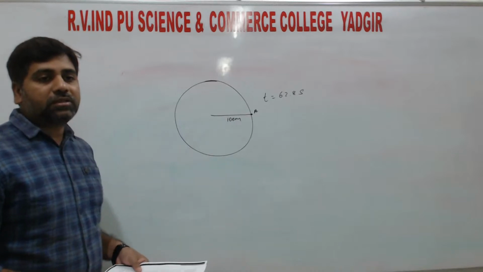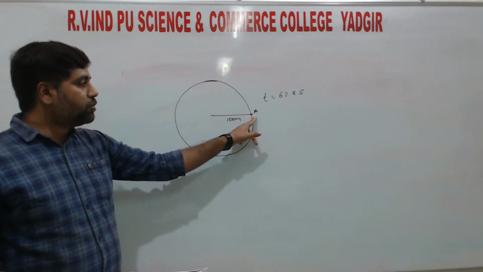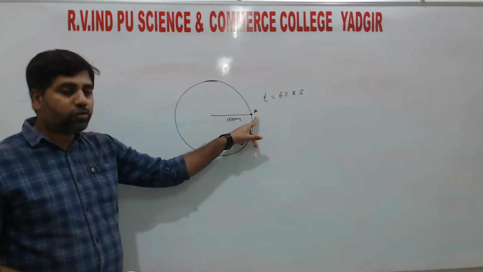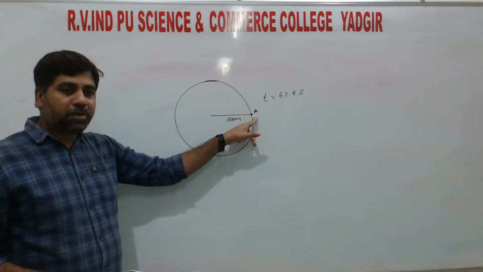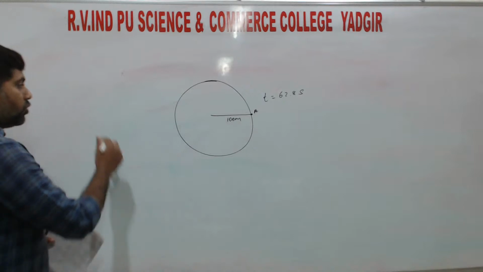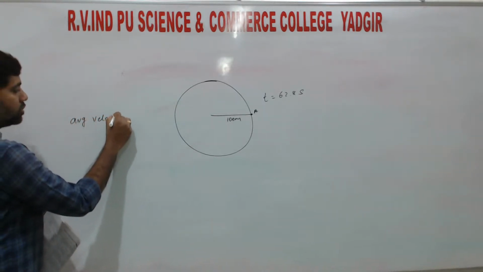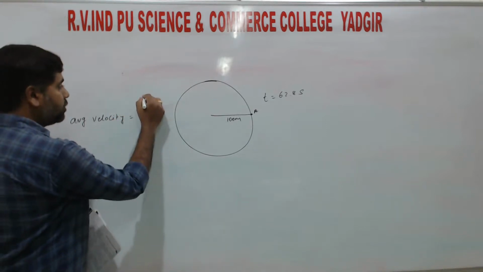So average velocity is equal to the displacement by time. For completing one lap, the displacement of the car is zero because the initial position and final position for one circular lap are the same. So hence the displacement is zero, right? So average velocity is equal to zero because displacement is zero.